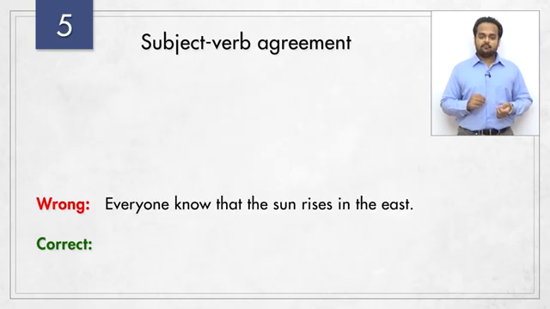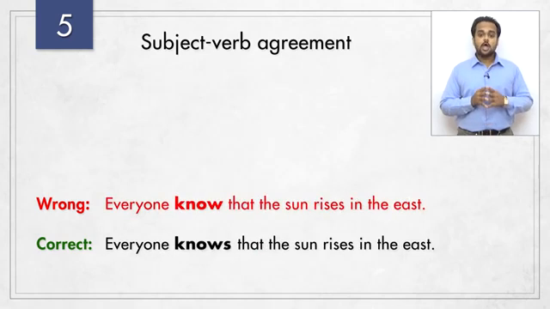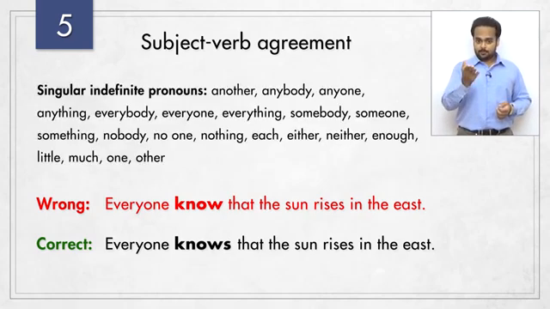Number 5, everyone know that the sun rises in the east. So what's the correction? Everyone knows that the sun rises in the east. This is because everyone is actually a singular subject. Now, you might be thinking, wait a minute, everyone refers to all the people, so it's a plural, but it's not. In English grammar, the pronouns that you see on the screen are all singular. They are not plural. Keep that in mind.